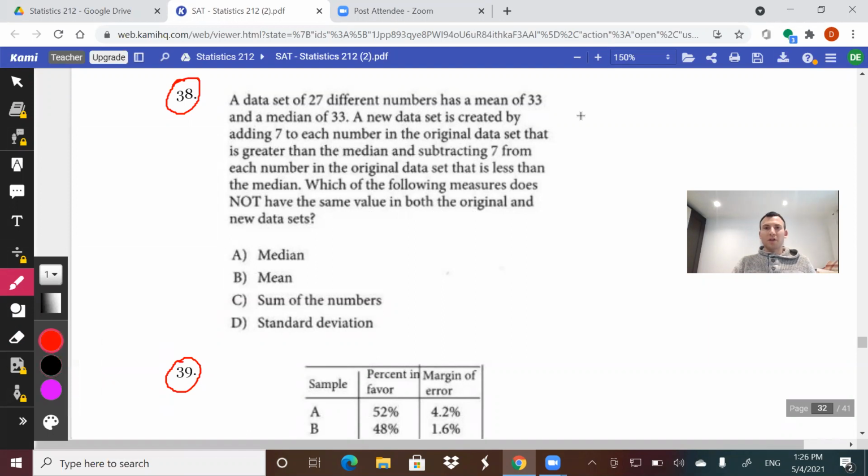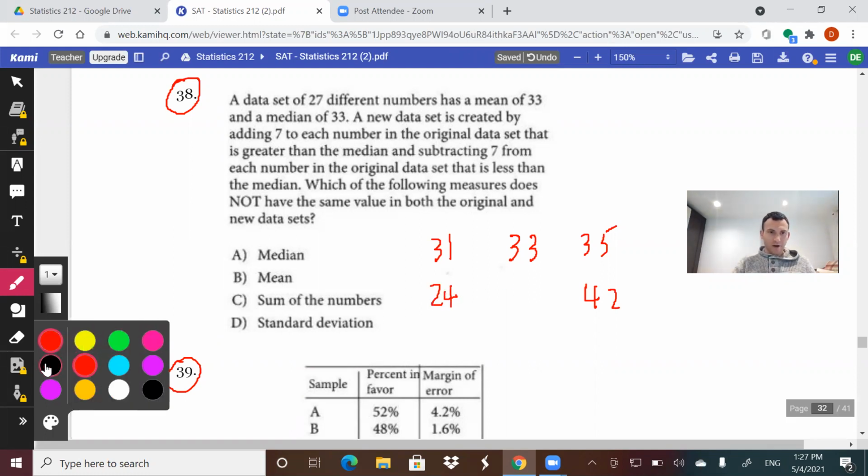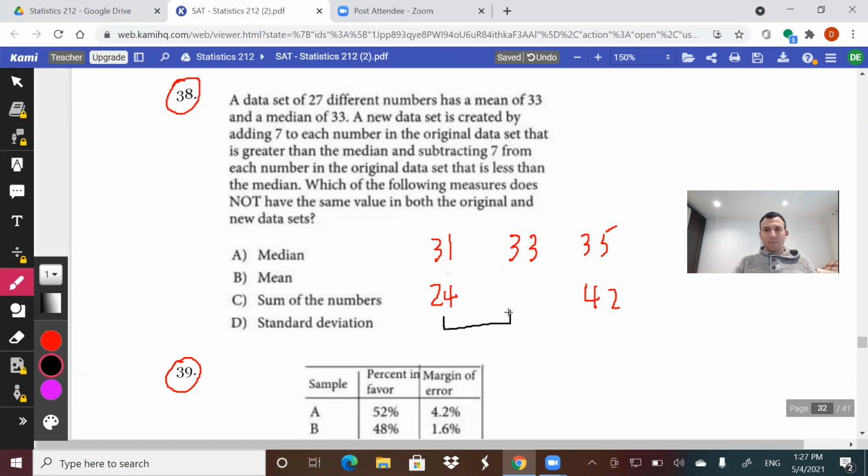I'm not going to write out 27 different numbers, but if you think about it, here's 33. Say we had a 35 on one side and a 31 on the other side. So this data set would have a median of 33, and it would have a mean of 33. If we add 7 to the number above 33, we would have 42. So instead of being 2 away, we'd be 9 away. If we subtract 7, we'd have 24. So instead of being 2 away, we'd be 9 away in this direction. So what happens? These two numbers are still going to average out to 33, and 33 is still going to be smack dab in the middle. It's still going to be the median. So these are going to be unchanged.